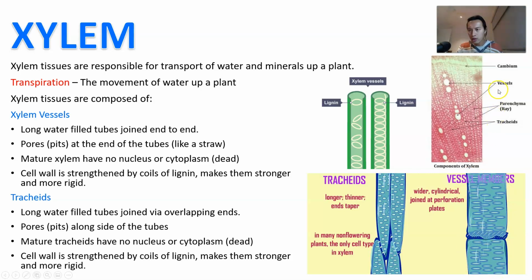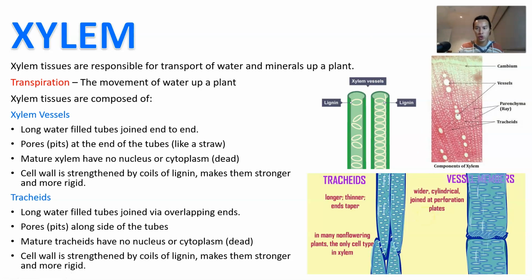Okay, here are the vessels again, the really big stuff, they're the vessels, right? And then the little stuff, they're the tracheids, right? So the tracheids, they're long water-filled tubes and they're joined by overlapping ends. So in the diagram here, you can see these are the tubes and then these are the overlapping ends that kind of join together, and they look kind of like cells, really. The pores or the pits are alongside the tube as opposed to at the end of the tube, and the cell wall is strengthened by coils of lignin as well, making them stronger and rigid.